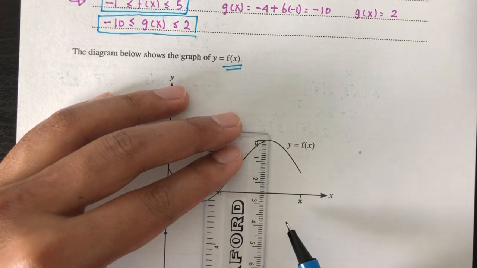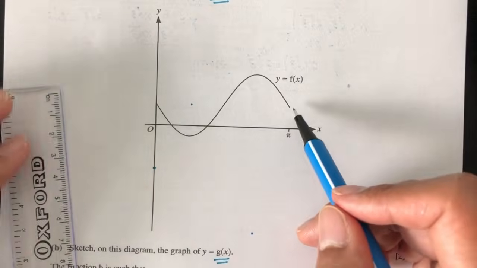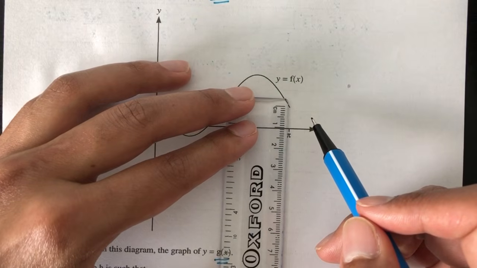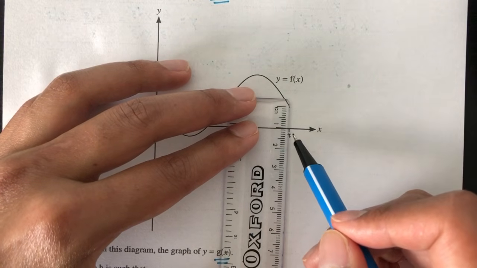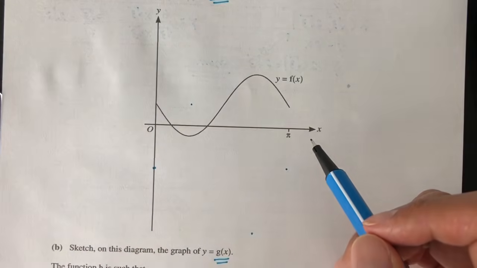2.5. We have to stretch this by 2, so from 2.5 that will become 5. So 5 will be right here, this point. And the last one here, this is 1. So we have to reflect in the x-axis by 2, 1, 2, right here. Now let's join all the points.